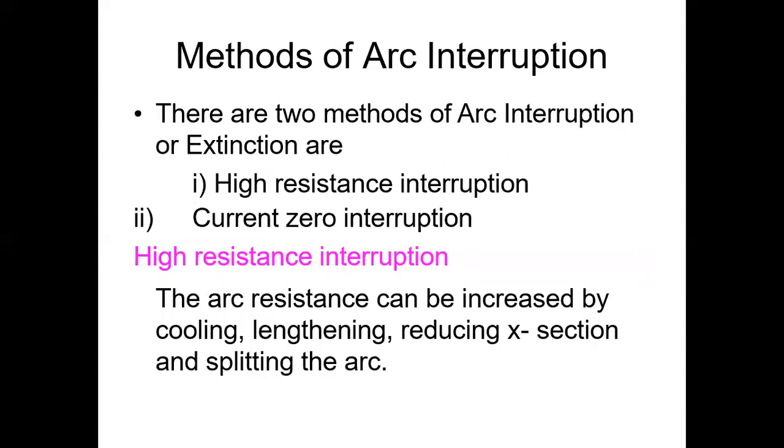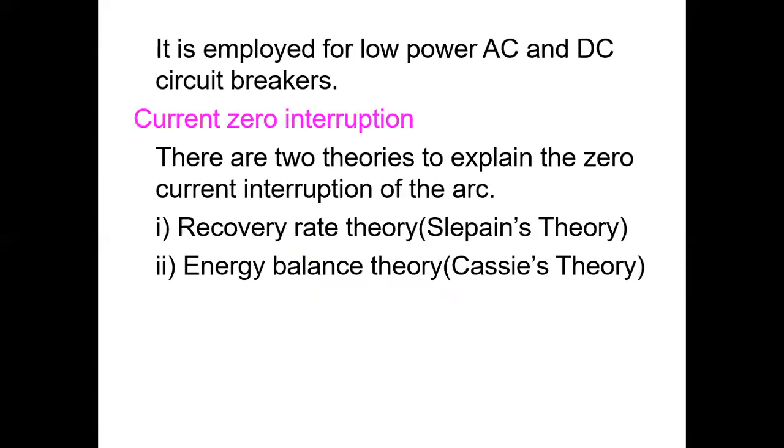Then methods of arc interruption. There are two methods of arc interruption or extinction: high resistance interruption, and second, current zero interruption. The high resistance interruption: we are seeing the high resistance interruption in which the arc resistance can be increased by cooling, lengthening, reducing cross section, and splitting the arc. And it is employed for low power AC and DC circuit breakers.